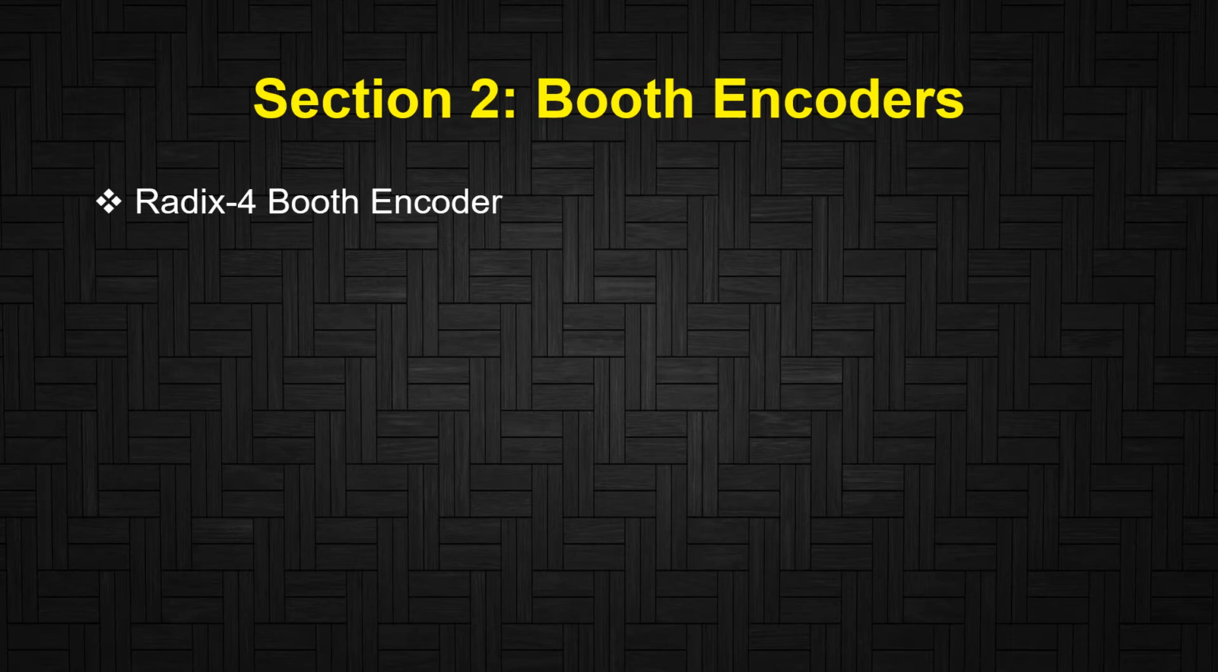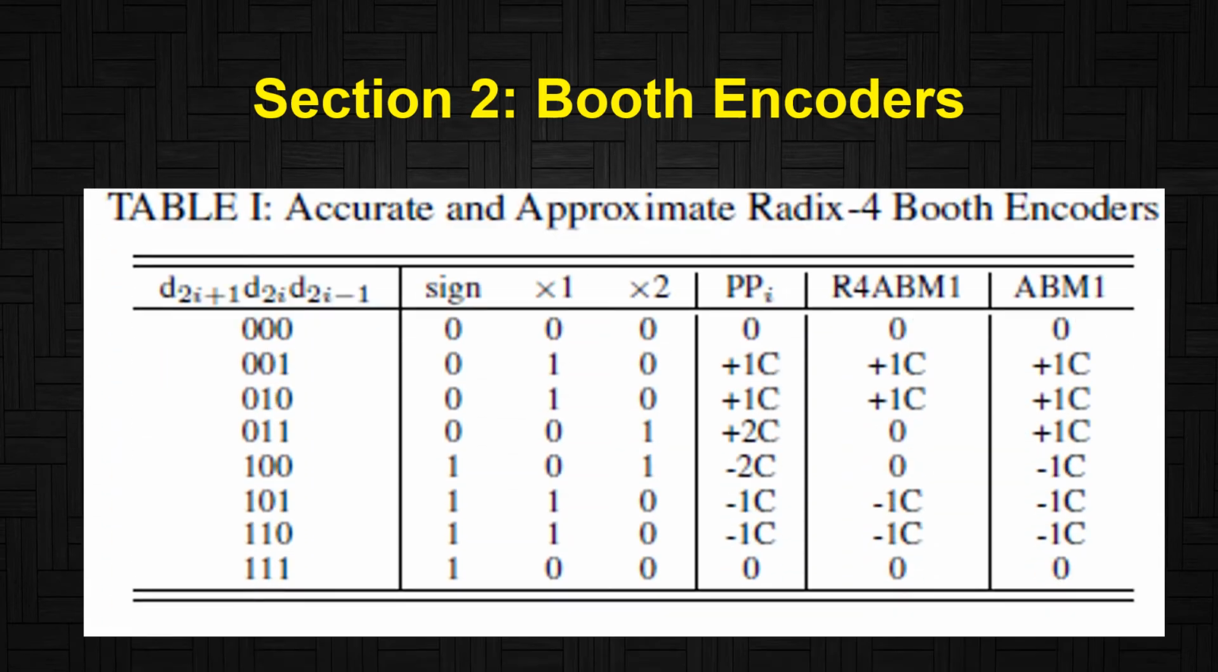So they are encoded using three signals: sign, 1, and 2, and the corresponding partial product is selected from the set, that is plus or minus 2C, plus or minus C, or even plus or minus 0. The sign signifies the negative partial product. One specifies the original partial product, and 2 indicates the shifted partial product.